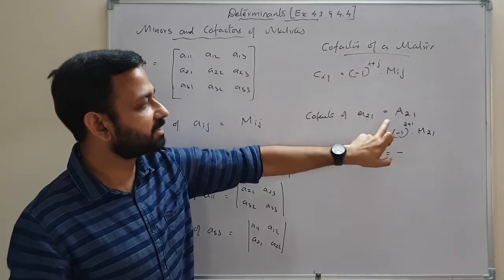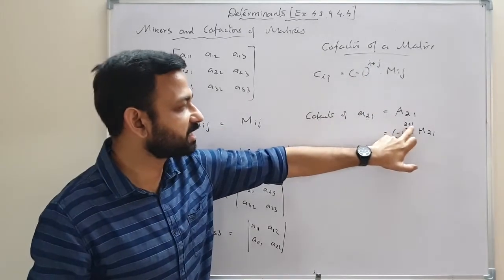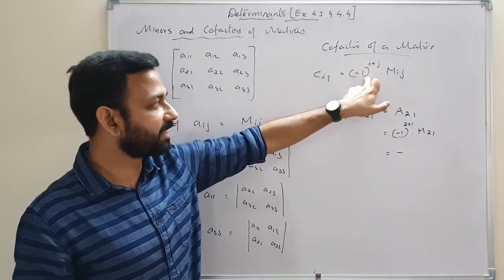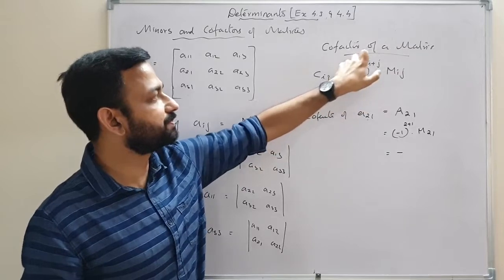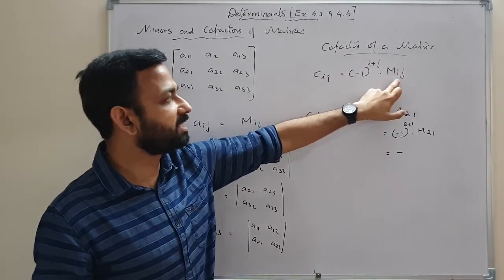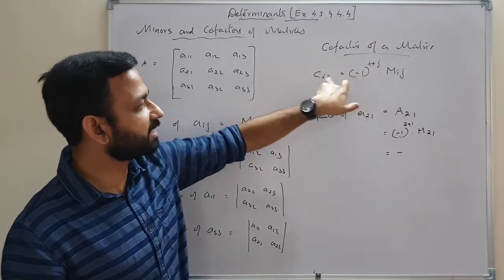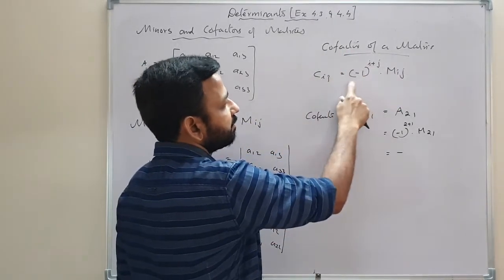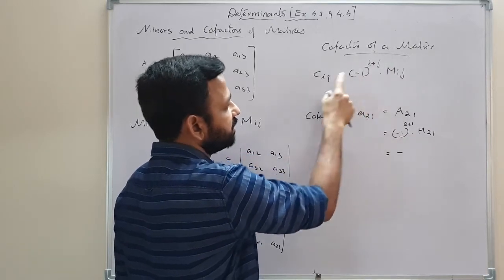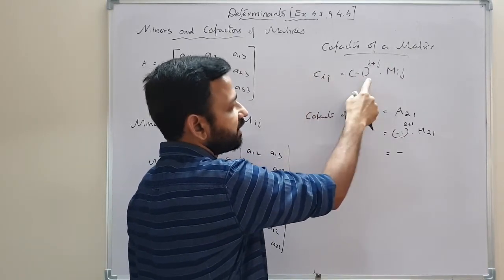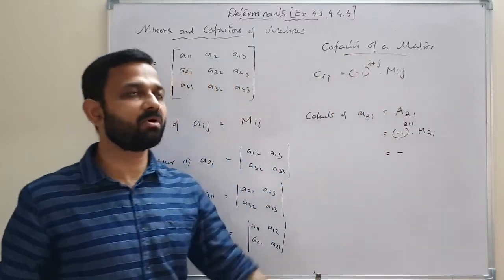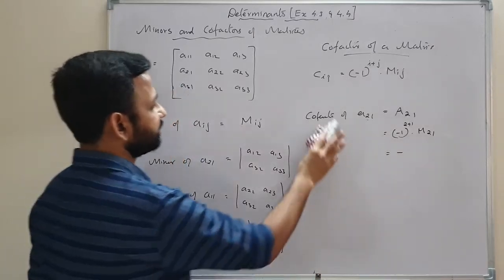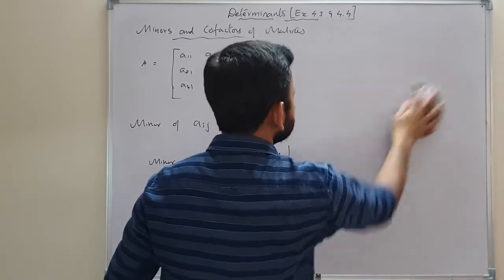Here 2 plus 1 is 3, and 3 is an odd number, so the negative sign is used. If i plus j is an even number, then it will be positive, so Cij and Mij will be the same. In that case minor and cofactor will be the same. But if i plus j is an odd number, minus 1 raised to an odd number is negative, so Cij will be minus Mij. So the cofactor will be the negative of the minor if i plus j is an odd number.